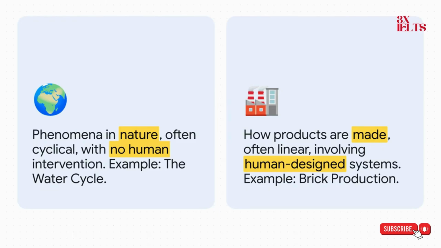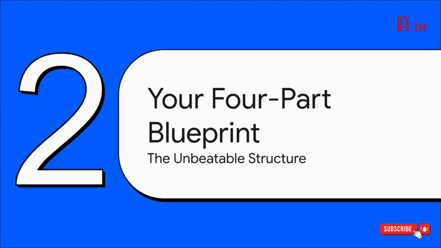So here's the very first thing you need to know. Nearly every single process chart falls into one of these two buckets. On the left, you've got natural processes. Think of the water cycle. These are usually cyclical, like a circle, and they happen all on their own. And on the right, you have manufacturing processes, basically how something gets made. These are almost always linear, like a straight line from start to finish. Your first job is just to figure out which type you're looking at. Simple as that. And that brings us to section 2, your 4-part blueprint.